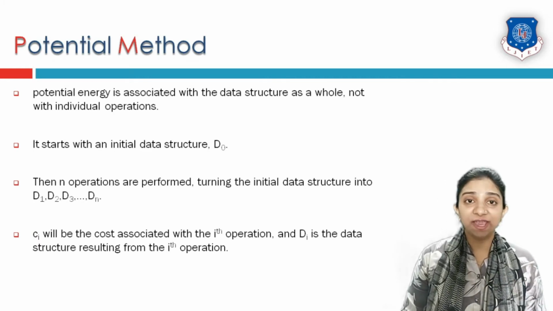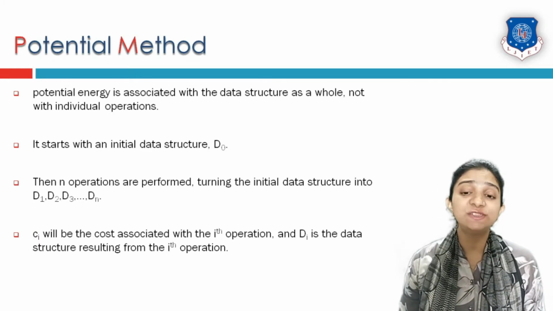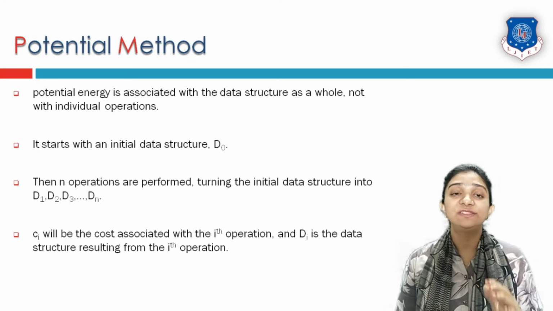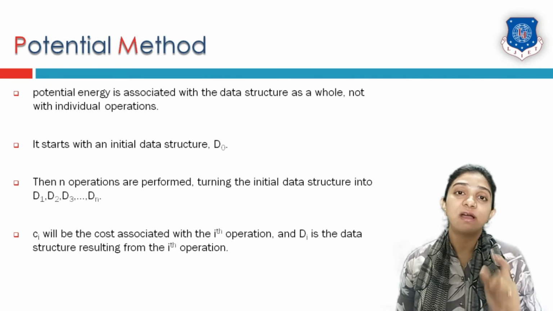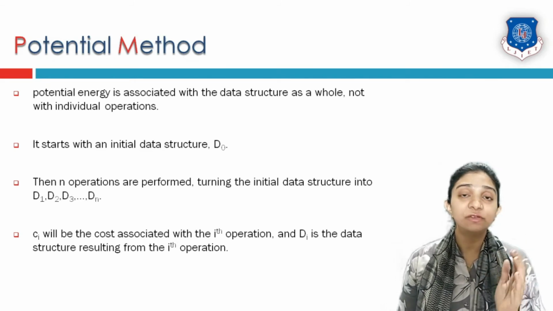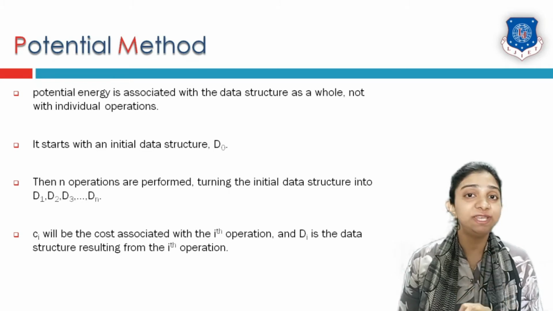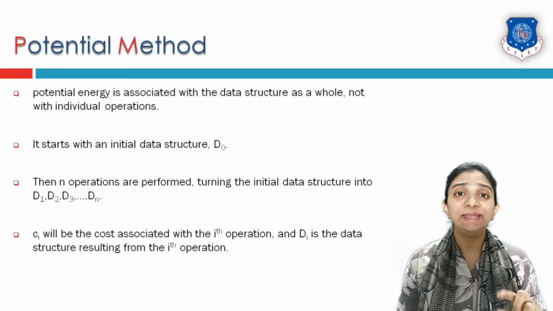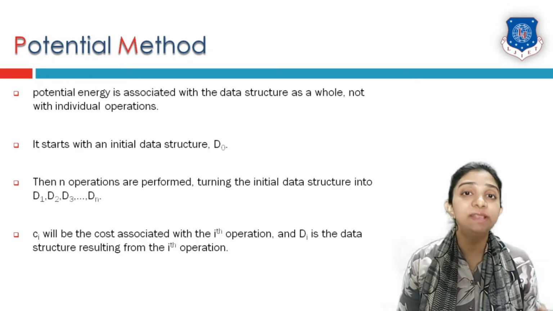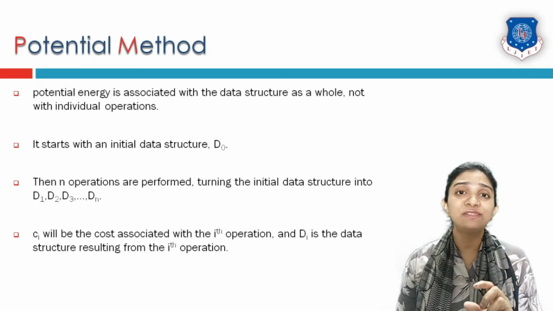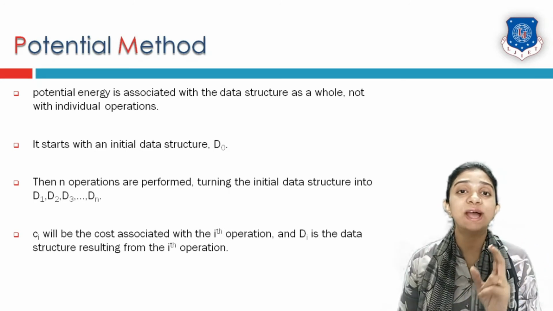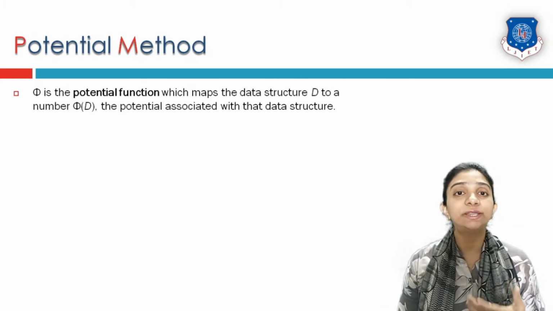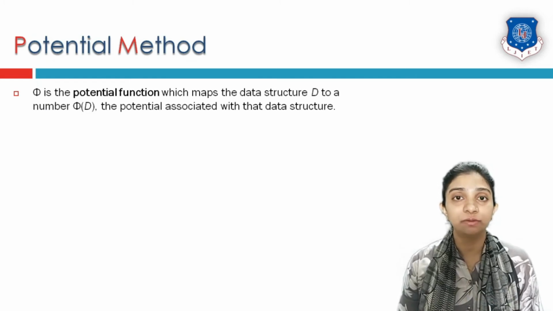Now cost Ci is the cost associated with the particular ith operation, where Di is the data structure resulting after the ith operation. Say for example currently the data structure is at D2 and if I perform a third operation, after the third operation my next data structure stage will be D3. So the cost of transforming D2 to D3 is called Ci, that is C3 in this example.